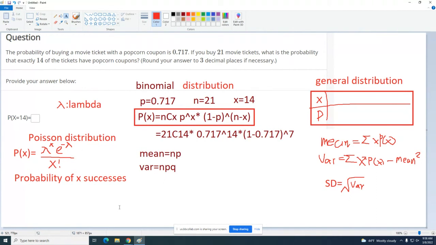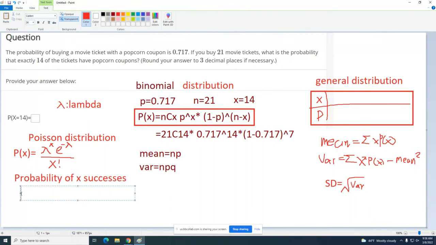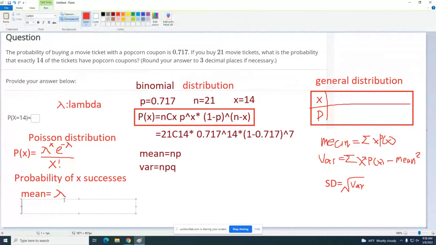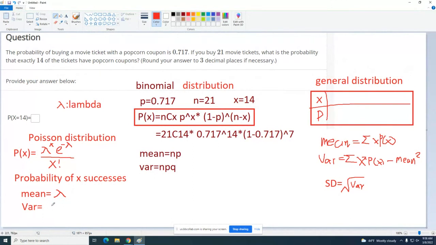And the interesting thing for Poisson distribution is this little number lambda. It actually represents the mean of the distribution. Mean equal to lambda. Lambda is the average. And the variance is also equal to lambda. What's nice about it is that you don't need a lot of things. You don't need the number of trials. You don't need the success rate. Actually, the success rate is really small.